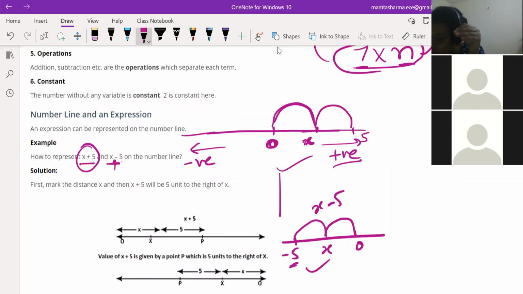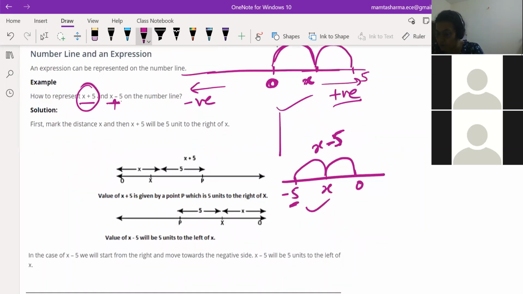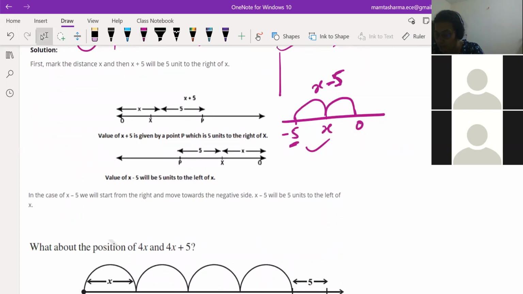If it is a plus, go in the same direction. If you are adding a negative quantity, a negative number, then move to the left side of the number line. Okay, this is the basic method.